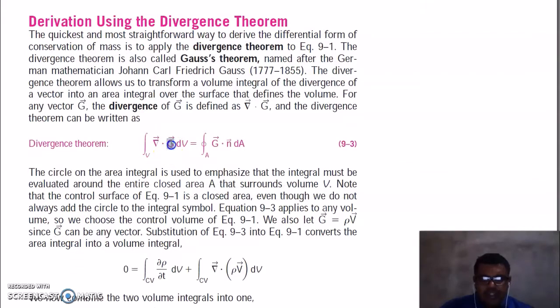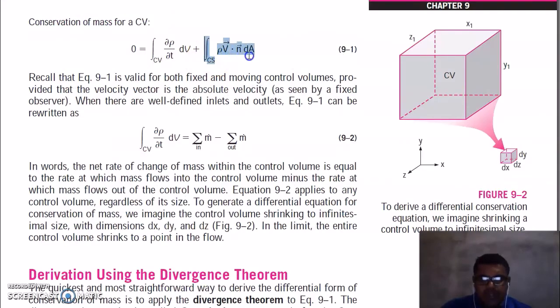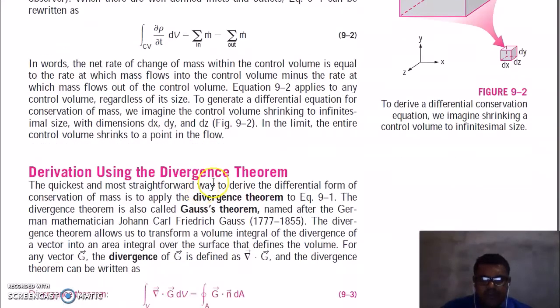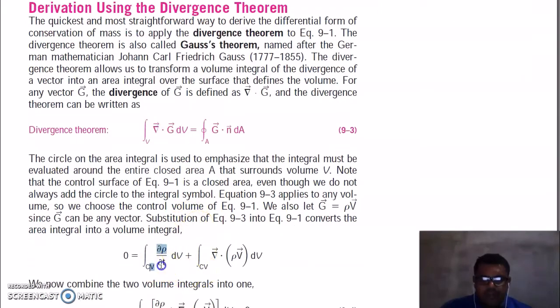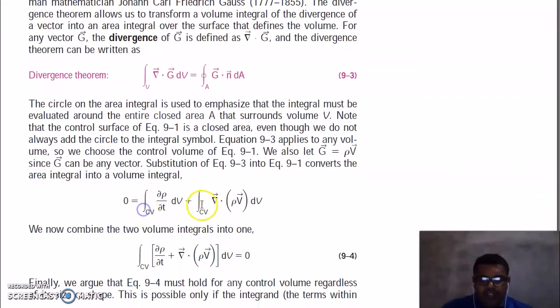Now in this equation, g is a vector. Replace this g with density times the velocity vector, and when you substitute in this equation and replace the control surface integral with the control volume, you will get this equation: del dot density V, where again the G vector is replaced by this vector, integrated dV over the control volume. Now we have both equations in control volume.